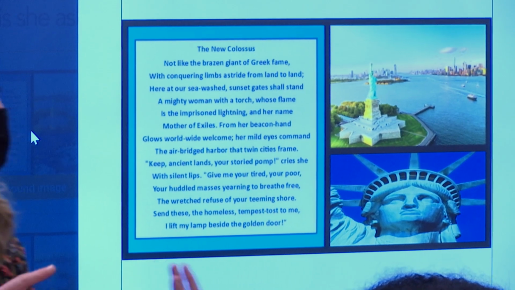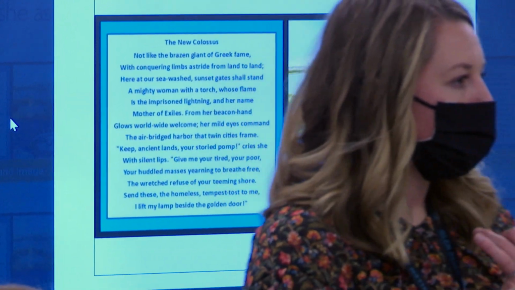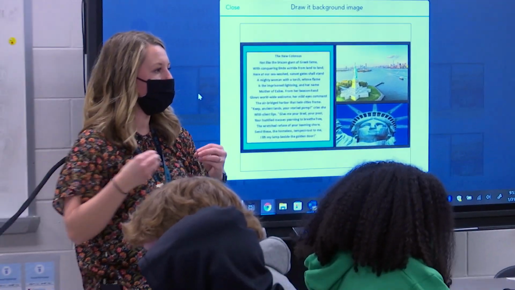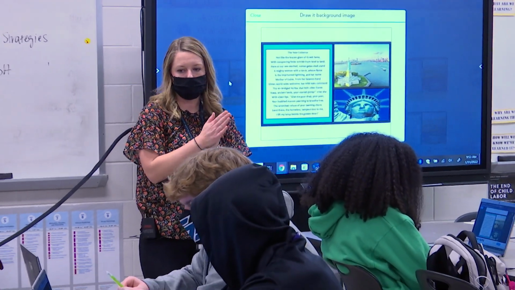So once you've read through, I want you to look at what is the nickname given to her in this poem, and then who is it that she is specifically requesting? Who is it that is going to be greeted by the Statue of Liberty?